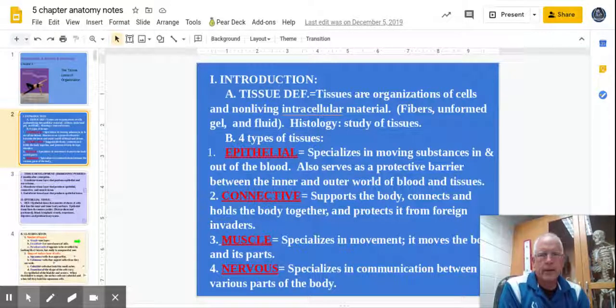So let's kind of look at the basic definitions of these four, and then we're going to look at some epithelial first, and then we'll finish up the chapter with connective and skin. Is what we'll end up with.